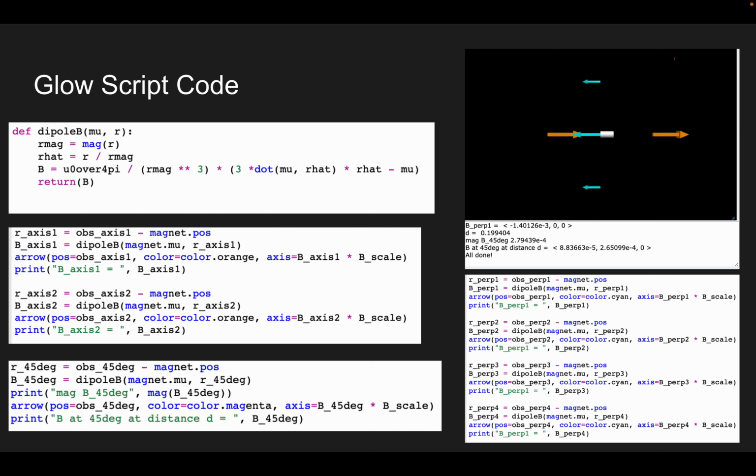And then here in the corner is what was displayed as a result of the GlowScript code, and the small purple arrow is the 45-degree magnetic field at that vector.